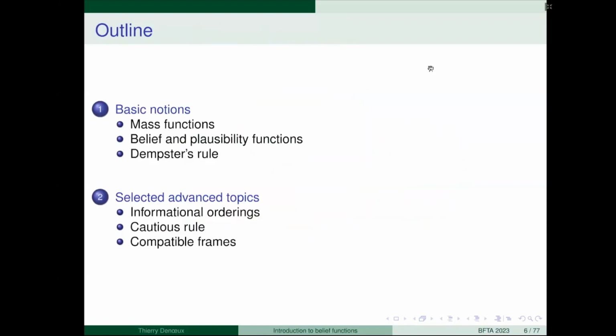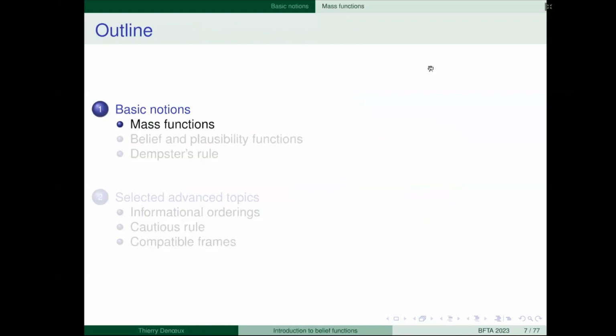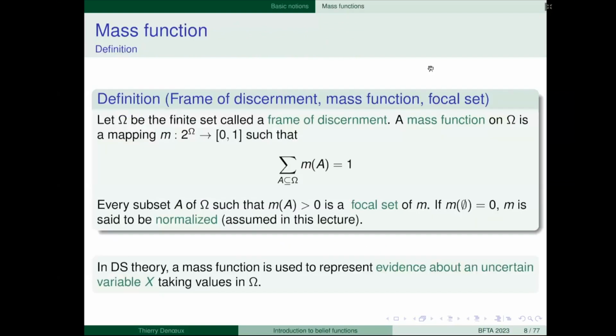Okay, so let me start with the basic notions. The first notion here will be that of a mass function. We start with a set omega. In this lecture, and in most of the lectures, it will be assumed to be finite. At the end, in another lecture, I will relax this assumption. But here omega is finite.